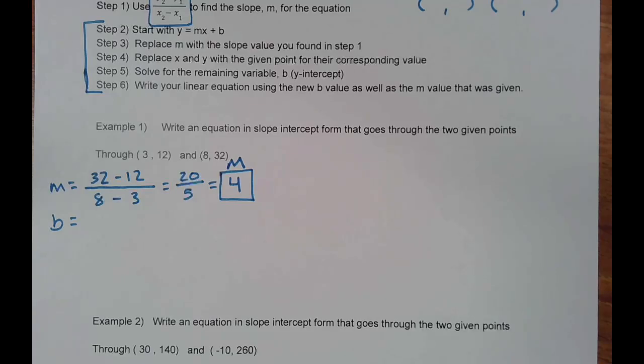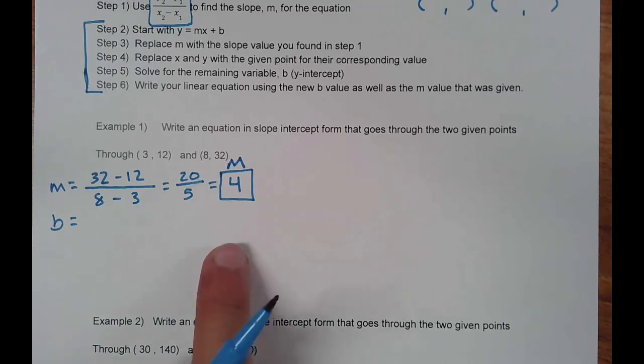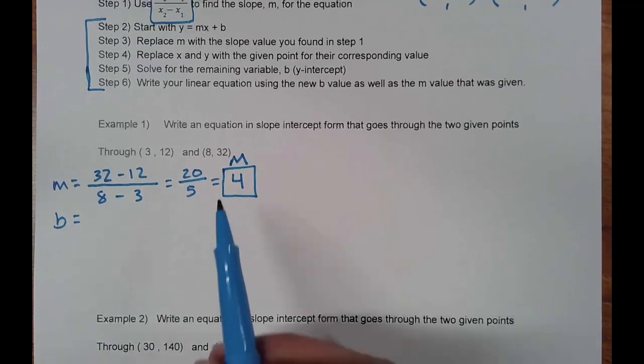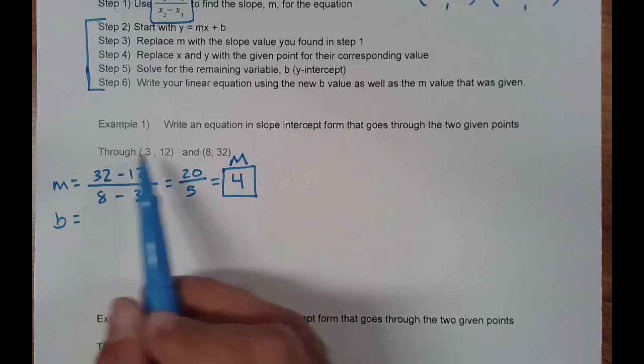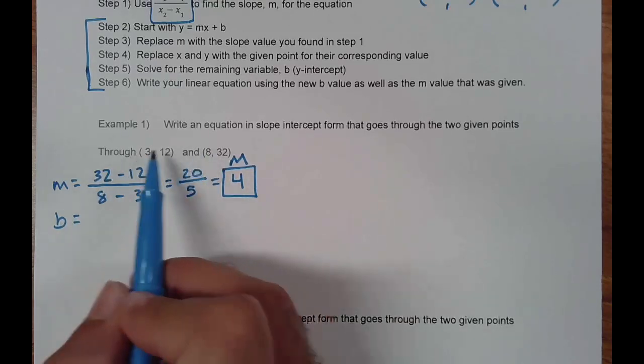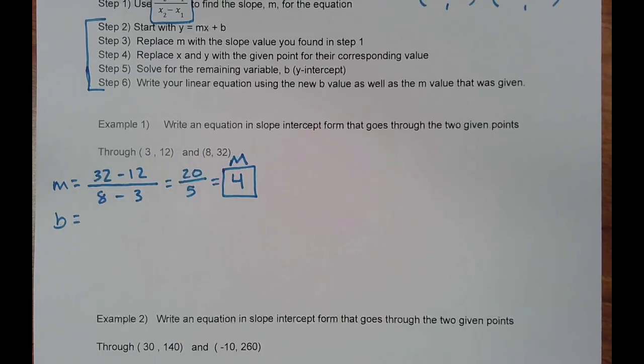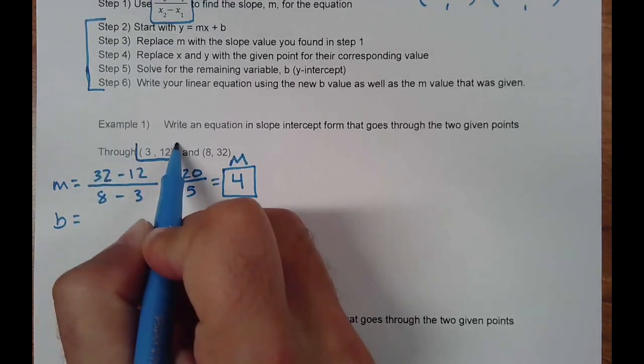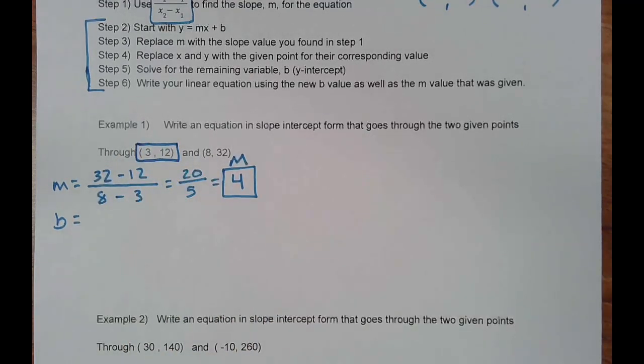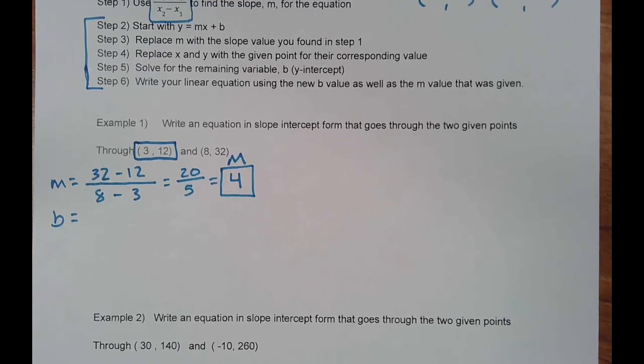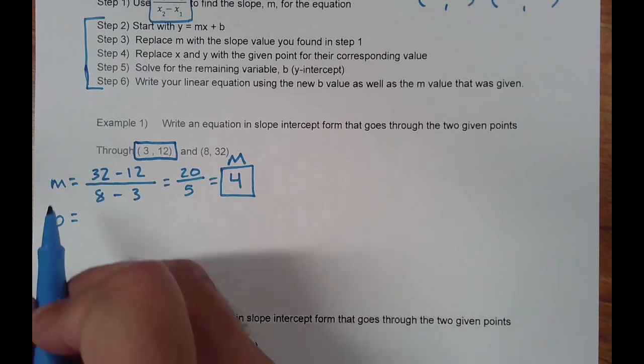So now I can treat this like I did before. I have m, I have 2 points. I'm going to choose one of these points to use. It's not going to matter which point that is. I tend to choose the smaller numbers or the positive numbers if I can. So what I've just created is a problem like before where I know m and I know a point.